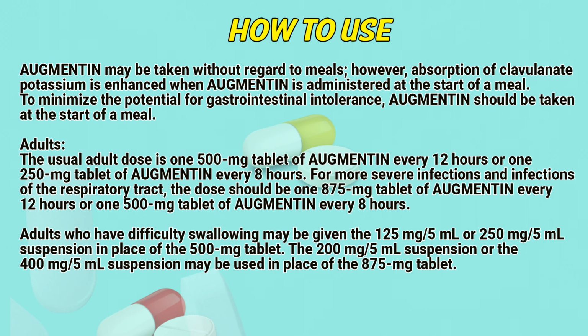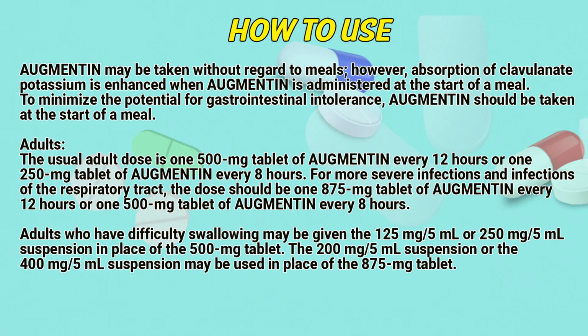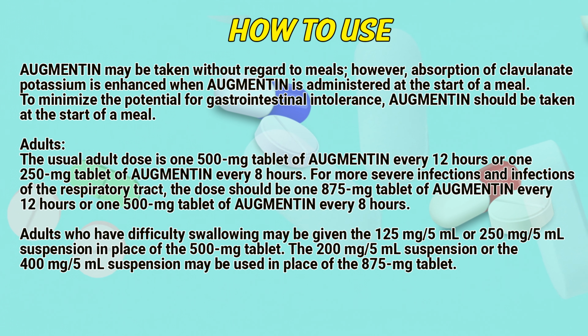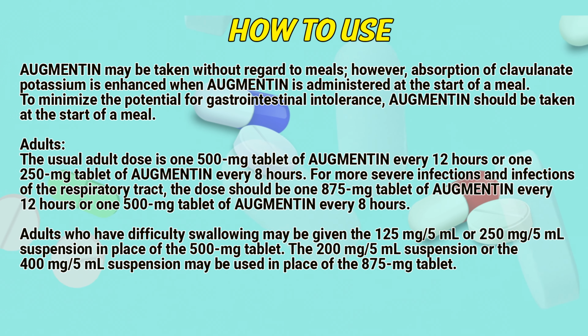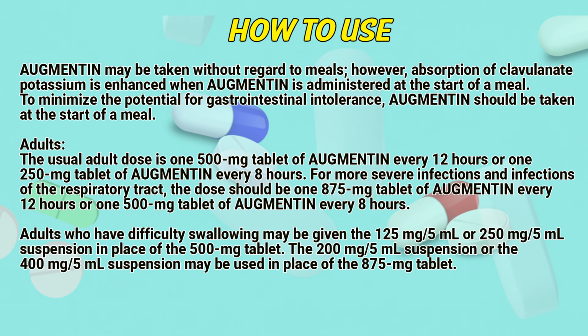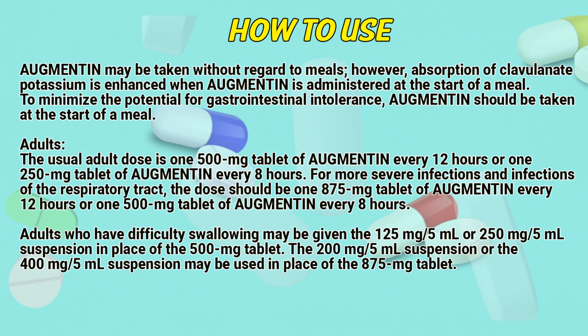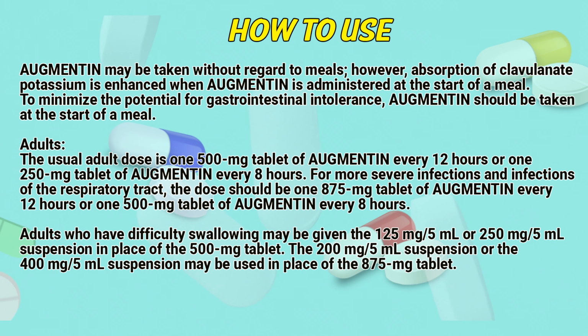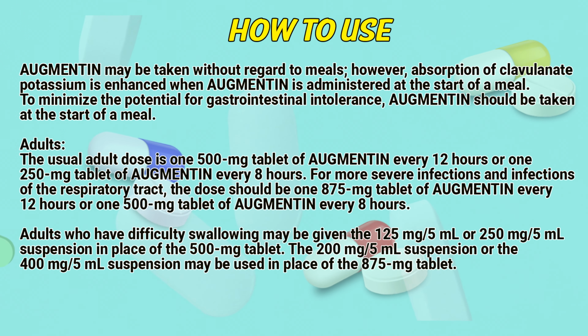How to use. Augmentin may be taken without regard to meals. However, absorption of clavulanate potassium is enhanced when Augmentin is administered at the start of a meal. Adults. The usual adult dose is one 500 mg tablet of Augmentin every 12 hours, or one 250 mg tablet of Augmentin every 8 hours. For more severe infections and infections of the respiratory tract, the dose should be one 875 mg tablet of Augmentin every 12 hours, or one 500 mg tablet of Augmentin every 8 hours.